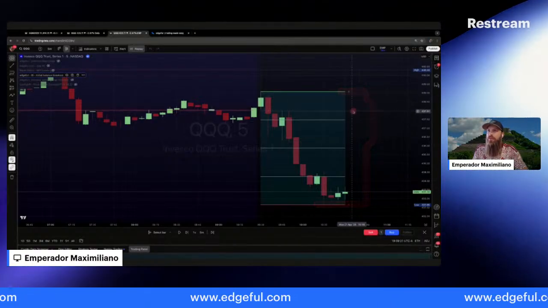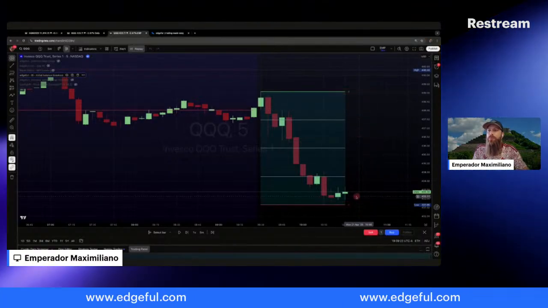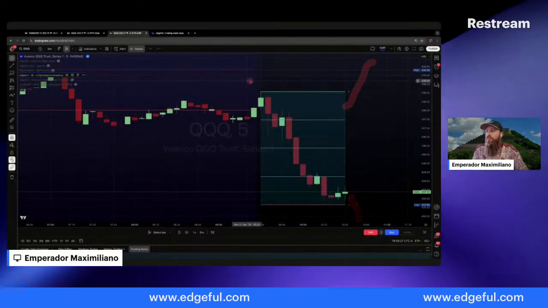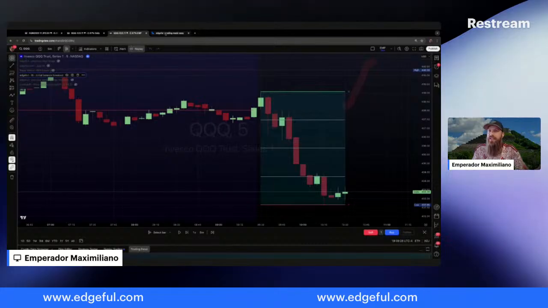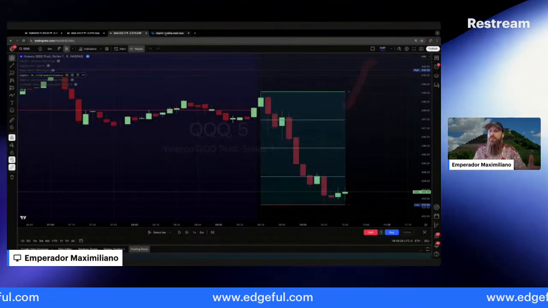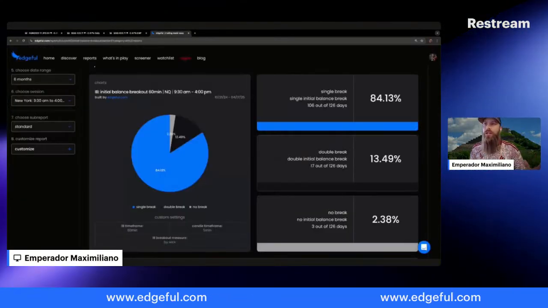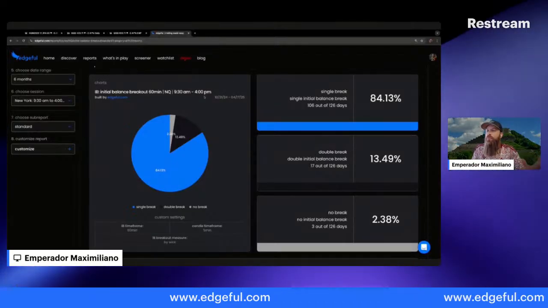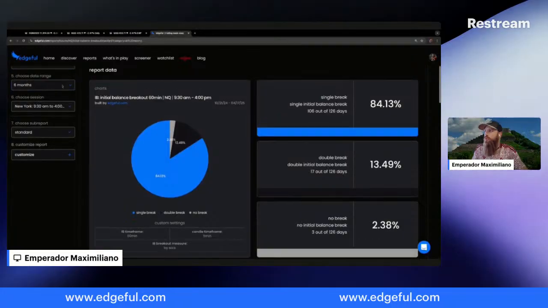So that's telling me there's a 97% chance that we're either going to break here or we're going to break here. One way or the other. 97% chance. That is high odds. You're not going to find that high of a probability on almost anything in the market, to be honest. So that's the first point here, is we're going to break one side or the other.